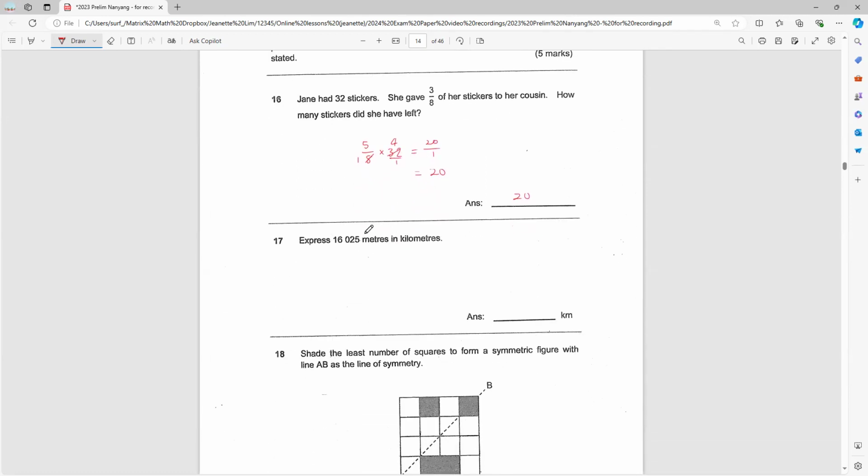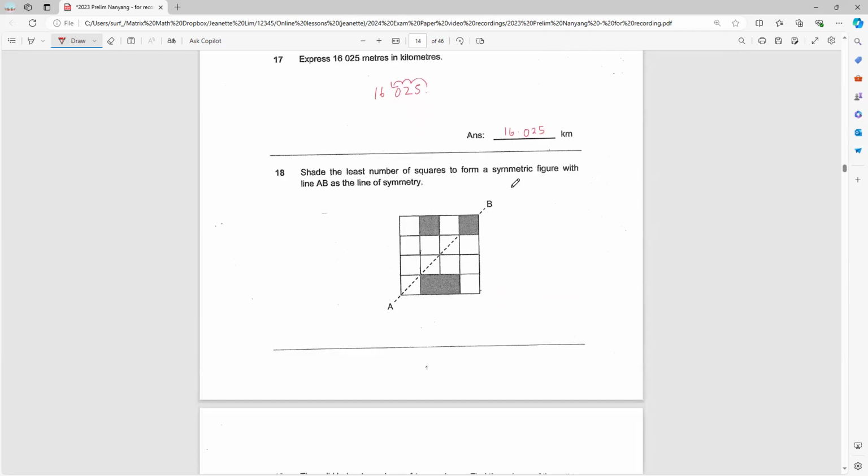Question 17, express this in km. Okay, from meters to km, you just have to divide by 1,000. Divide by 1,000 means that your decimal point is here. It's going to jump 3 times to the left. Okay, so 16.025. Don't forget the 0. If you don't put 0, it's wrong.